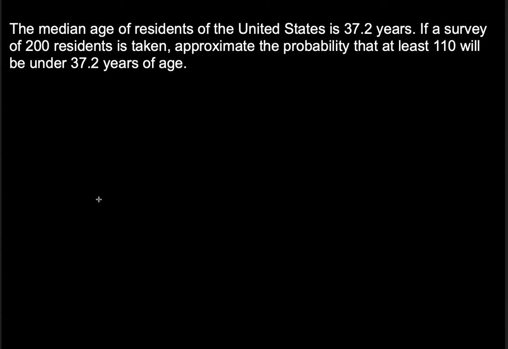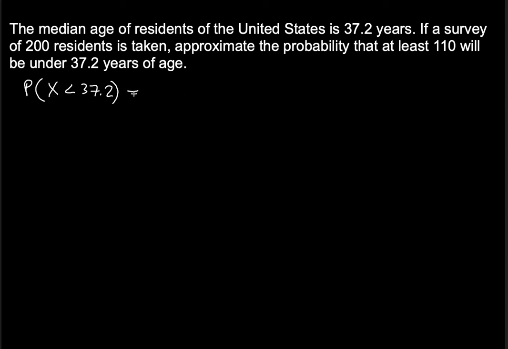So there are two random variables involved in this problem. The first random variable will talk about the age of a single resident. So we must find the probability of a single resident's age being less than 37.2. Okay, so we name X as the age of a resident random variable.